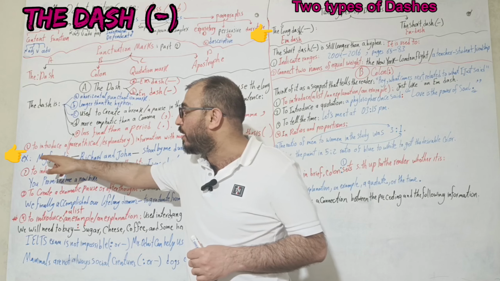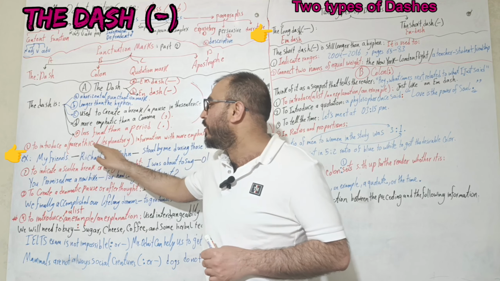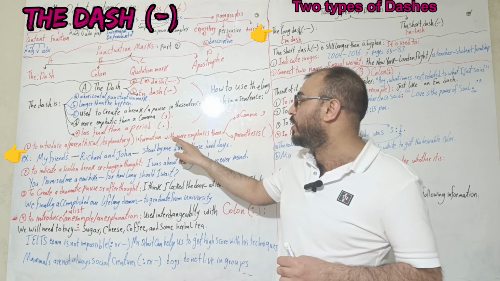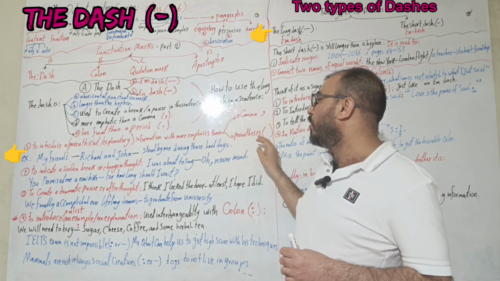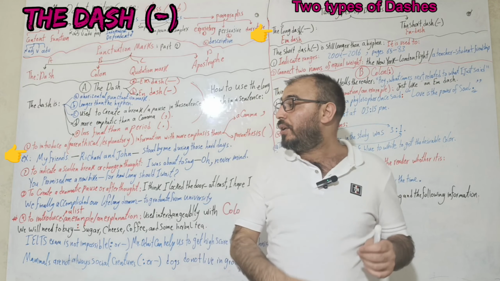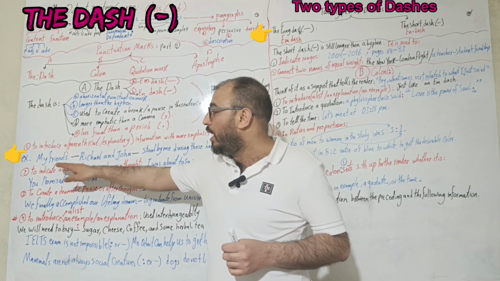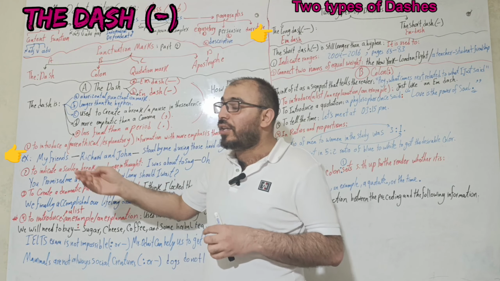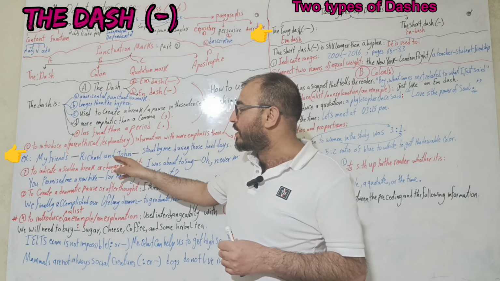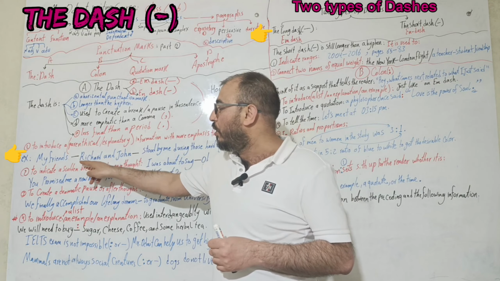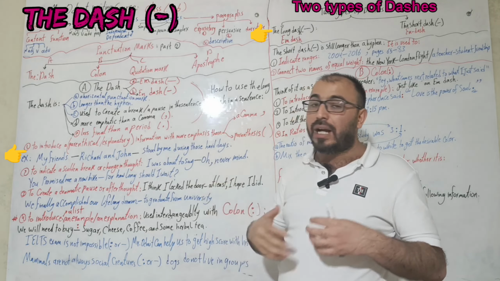The first one here, my friends, is to indicate a parenthetical or explanatory information with more emphasis than a comma or parenthesis. And here, my friends, I have this example and I will read it emotionally. My friends—Richard and John—stood by me during those hard days. Generally, in here the writer wants to emphasize that only those two people, John and Richard, stood next to him or her during a hard time.